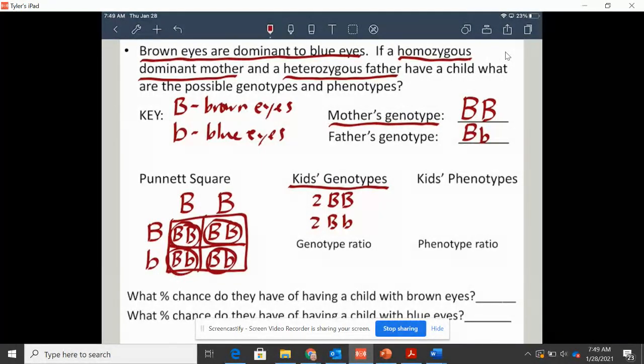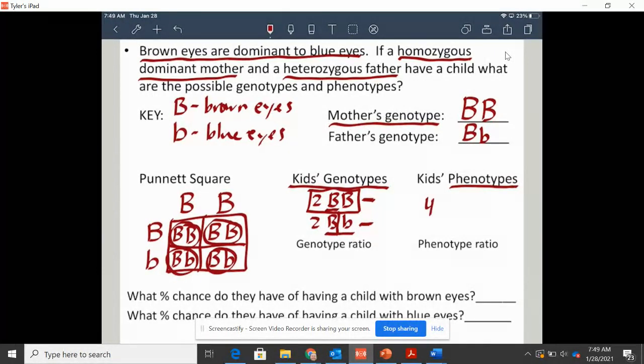Now, how are those kids going to look? Remember, that's phenotype. Phenotype is how you look. What color eyes are you going to have? Well, big B says brown eyes and it's dominant. You have 2 of those. Those 2 kids are going to have brown eyes. These 2 right here. But what about these 2 kids down here? Right? Big B says brown eyes. That's going to cover up that little b, remember? And so these two are going to have brown eyes, but these two are also going to have brown eyes. And so what we get here is we have 4 kids with brown eyes, right?